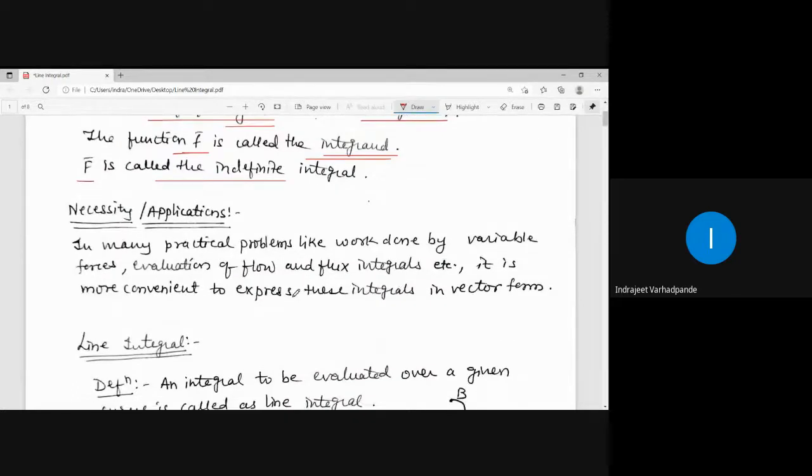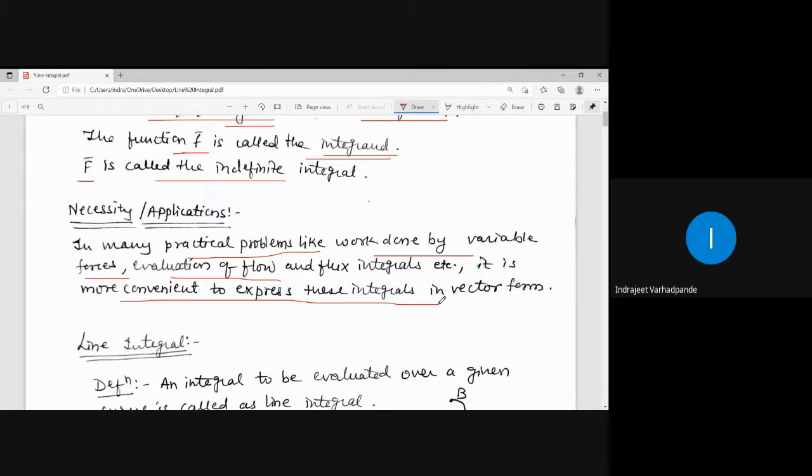Now what are the applications, or what was the necessity to devise a mechanism for this? In many practical problems like work done by variable forces, evaluation of flow and flux integrals, etc., it is more convenient to express these integrals in vector form. So the major application of the vector integral is to calculate work done or the evaluation of flux or flow.